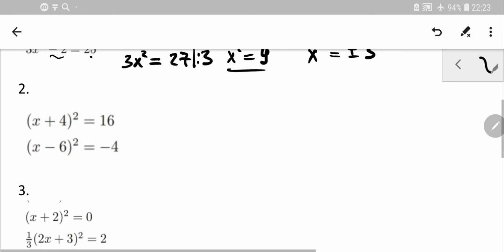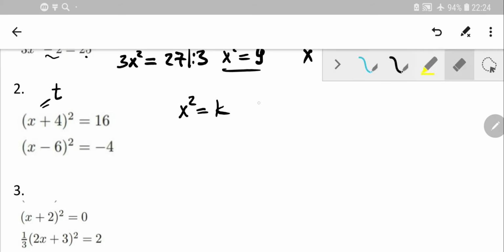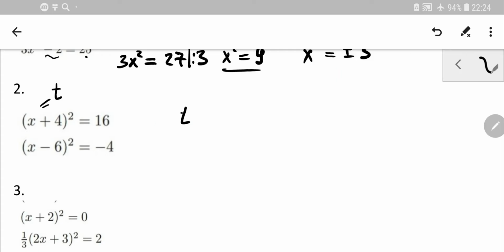Alright, next one. x plus 4 squared equals 16. You probably noticed that instead of x there might be another variable. Why do we need to use another variable? To simplify life actually, and to see the structure. So we need to arrive at the form x squared equals k. However, we have x plus 4 squared. So what we can do, no problem, for x plus 4 we put a new variable t. And now we have the form. So we have t squared equals 16, where t is simply x plus 4.